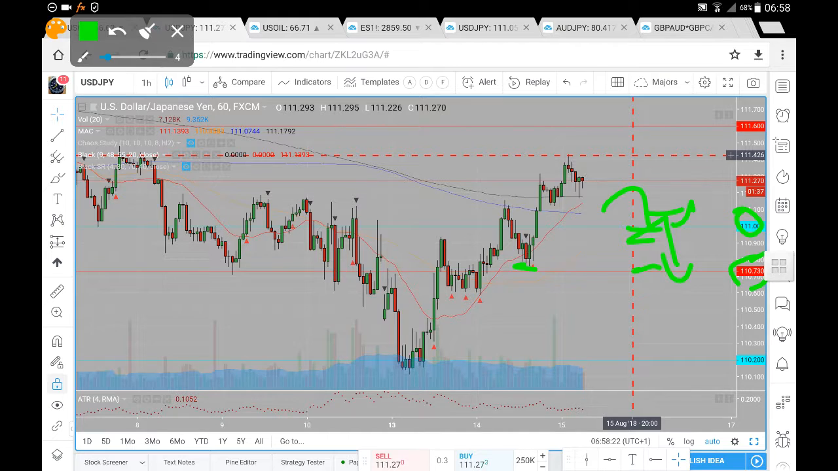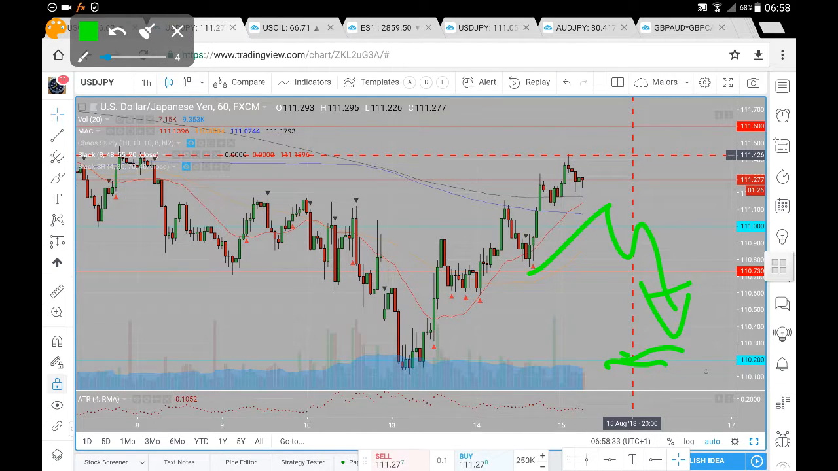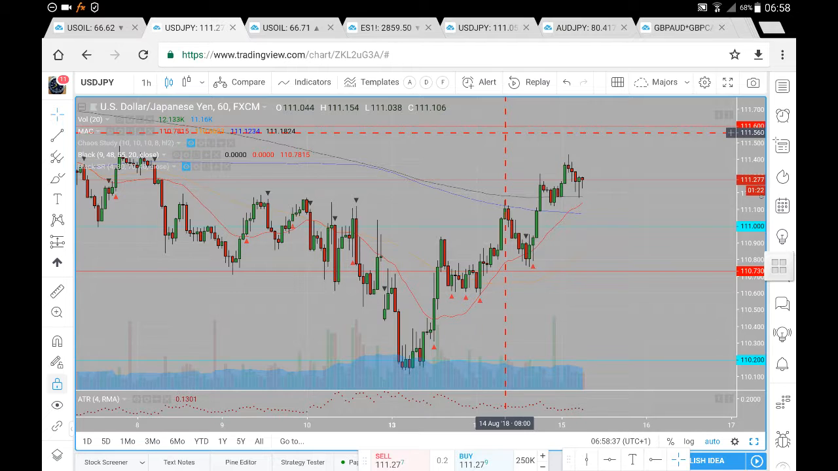US dollar Japanese yen. I suppose it is a pretty short distance towards that 110.73, but the range of the US dollar Japanese yen hasn't been quite high. So if we do see an increasing volatility and an expansion of the range, we're looking for a move down towards that 110.20 here on the US dollar Japanese yen.